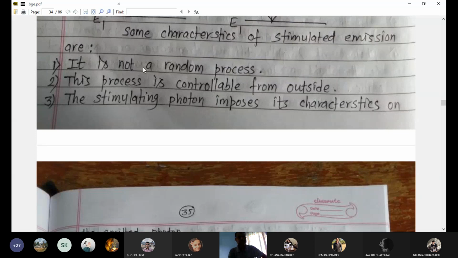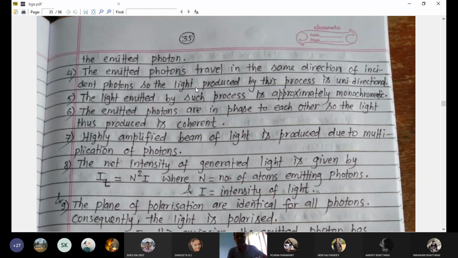It is not a random process. This process is controllable from outside. The stimulating photon imposes its characteristics on the emitted photon. So they move in the same direction. The emitted photon travels in the same direction as the incident photon. So the light produced by this process is unidirectional. Unidirectionality is the major characteristic of laser light.